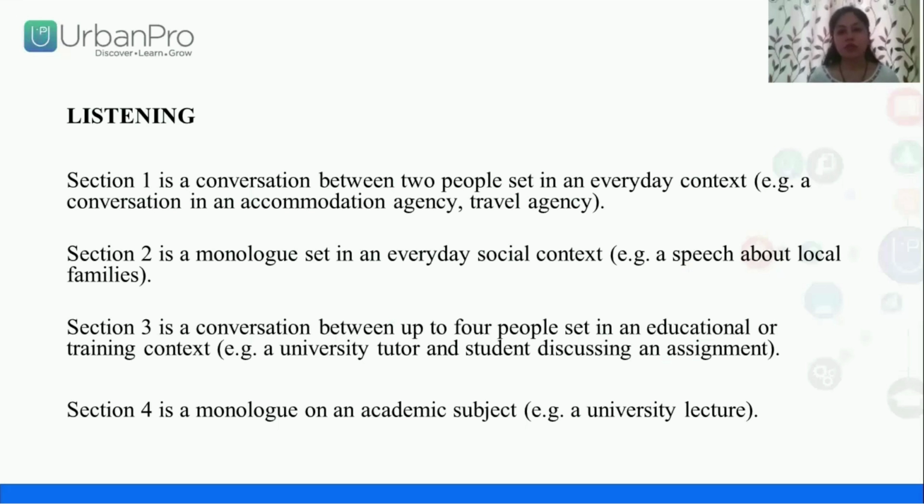Section two is a kind of monologue. Monologue means that somebody is telling something to someone. For example, I'm giving a monologue to you about IELTS. I'm the one speaking, telling about a specific topic.